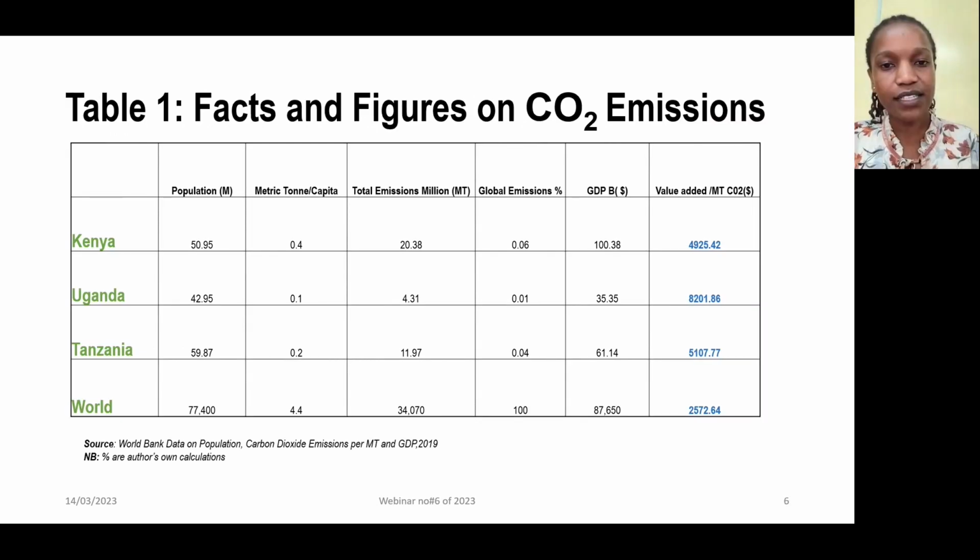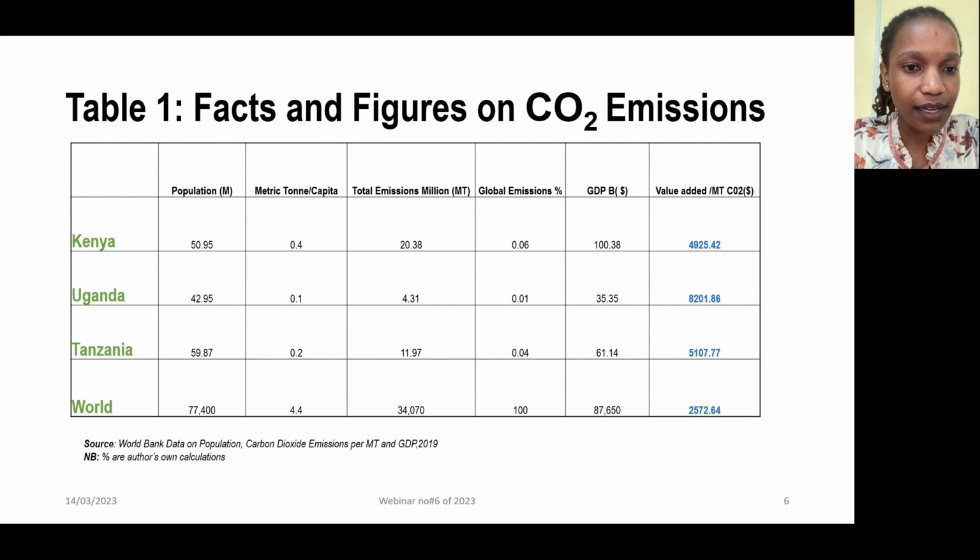Next, we look at facts and figures on CO2 emissions. Under this, we look at the EAC, a comparison again across the EAC and the global emissions. On the first column, we have the population, then the metric ton per capita, the total emissions in millions metric tons, then the global emission as a share of the global, then the GDP in $billion, then the value added per metric ton of CO2 in dollars.